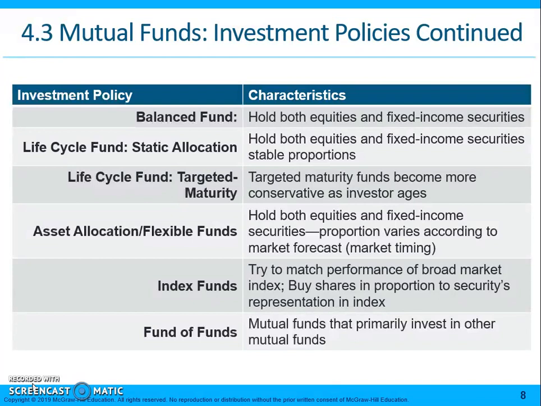We also have asset allocation or flexible funds. They hold equities and fixed income securities. The proportion is going to vary depending on their forecast for the market. So they're going to try and time the market. So if they feel like interest rates are going to decline, they would probably put their investments in fixed income. If they think the market's going to take off, they would switch to equity and so forth.